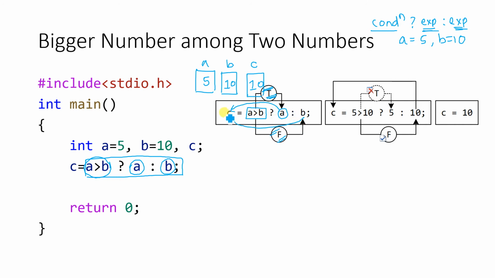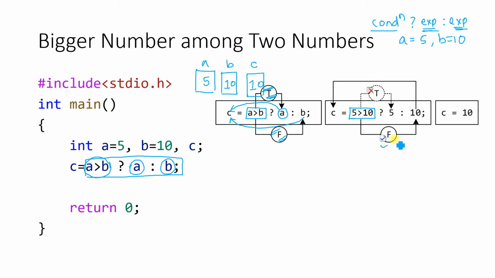Now let me replace this expression with the given values. The value of a is 5, so I have written 5 greater than, b value is 10. So 5 greater than 10 question mark 5 colon 10. So what will happen in this case? This is the conditional statement, or the condition. According to the condition, 5 is greater than 10. Is it true? I have represented it with a dotted line, but it is not true. That's why I have put a cross mark. So this line does not get executed. 5 greater than 10 is false.